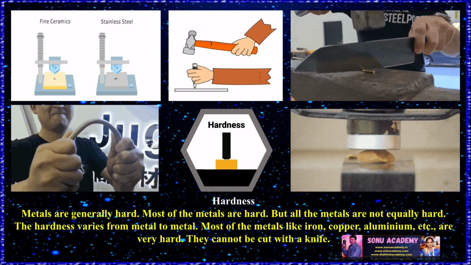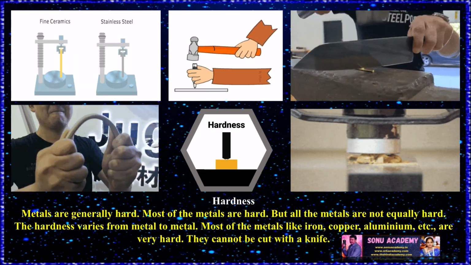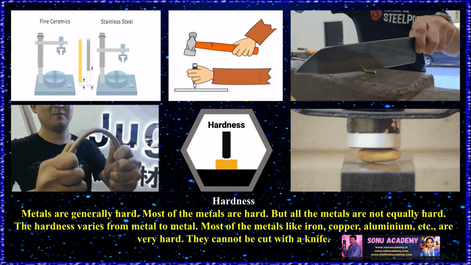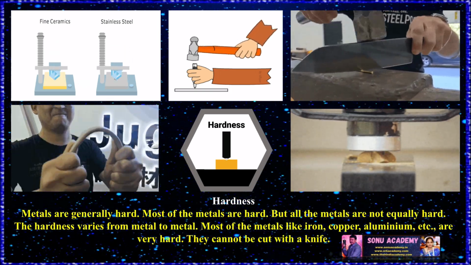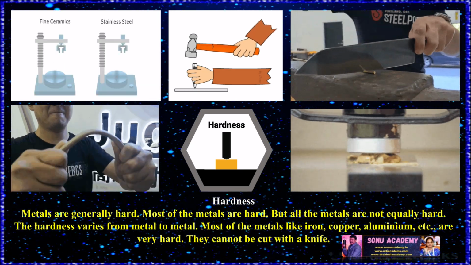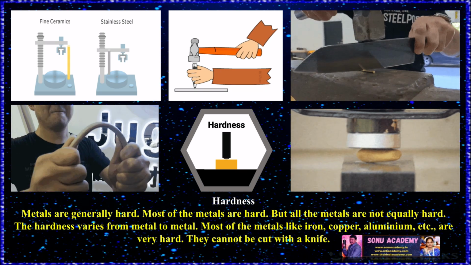Children, let us discuss the hardness of metals. Metals are generally hard. Most of the metals are hard, but all the metals are not equally hard. The hardness varies from metal to metal. Most of the metals like iron, copper, aluminium etc. are very hard and they cannot be cut with a knife.